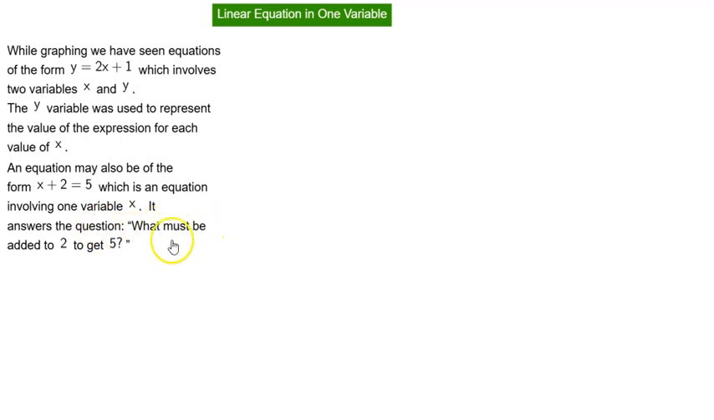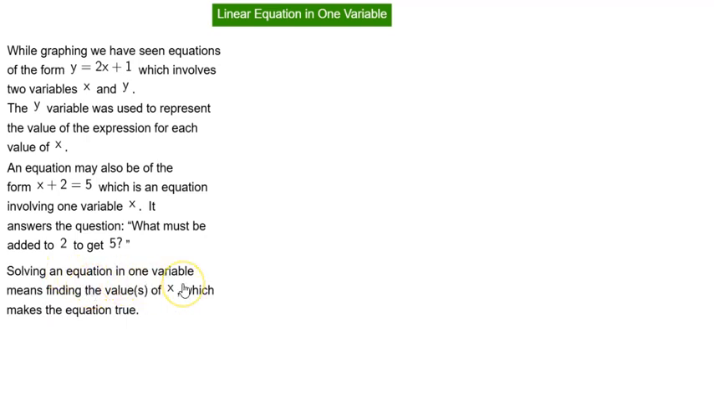It answers the question: what must be added to 2 to get 5? Solving an equation in one variable means finding the value or values of x which makes the equation true. So let's take the first one. We have 4 plus 4 is equal to minus 9 plus 2x plus 3x. What this is saying is that the left hand side is equal to the right hand side. The only thing is we have to figure out for what value of x will it be equal.